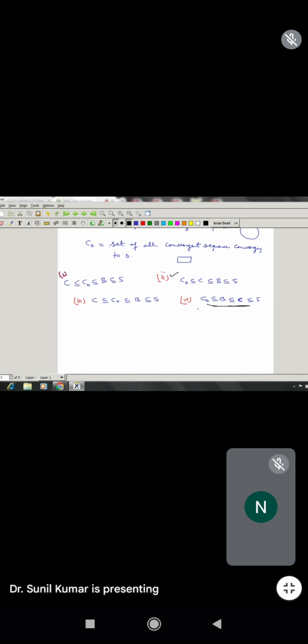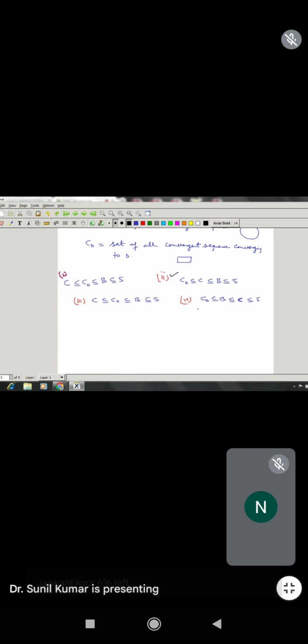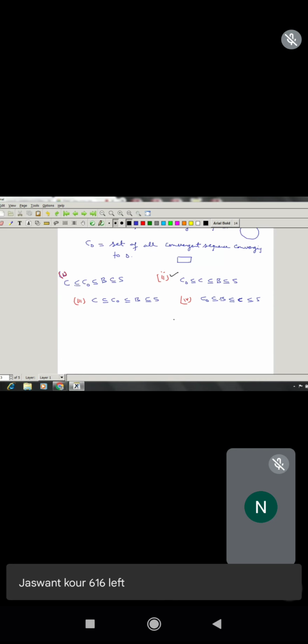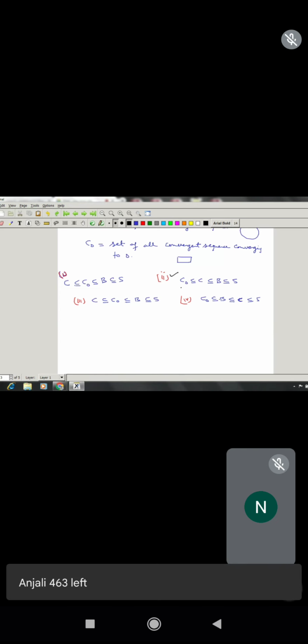Bounding sequences are not necessarily convergent. But convergent sequences are bounded. Very good. But can you correct that statement for me? What is the correct statement? Every convergent sequence is bounded. Is it true? Yes, sir.